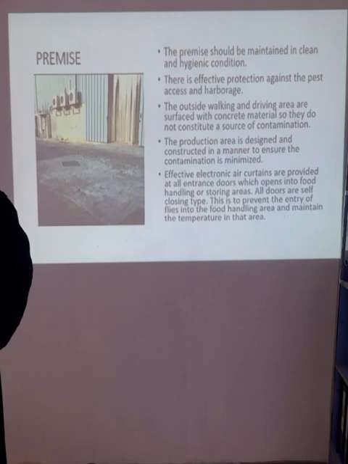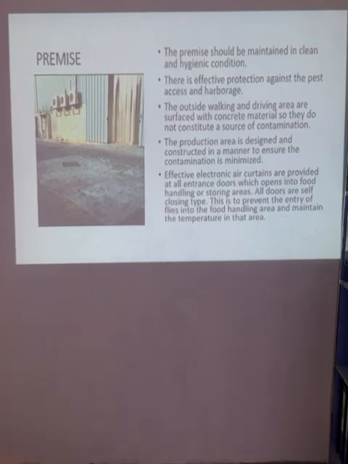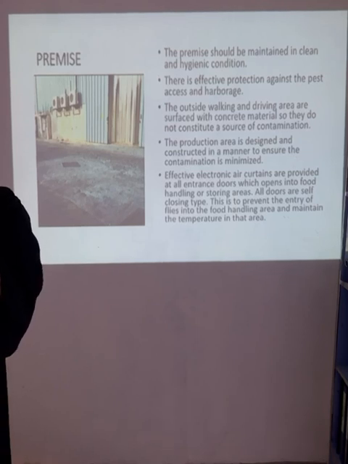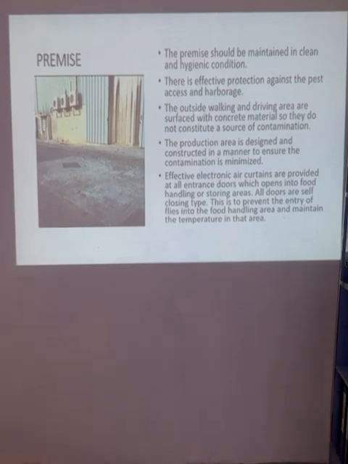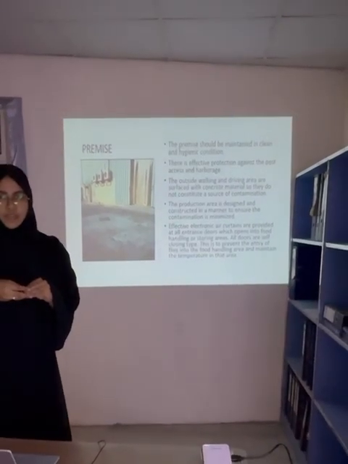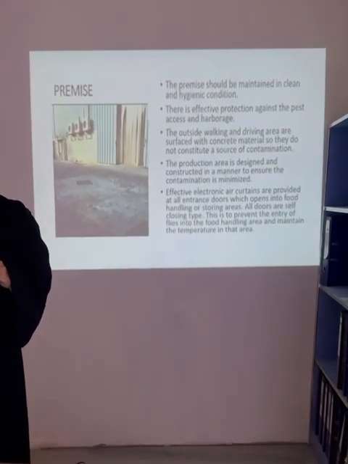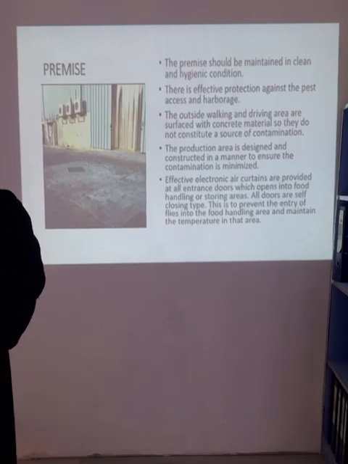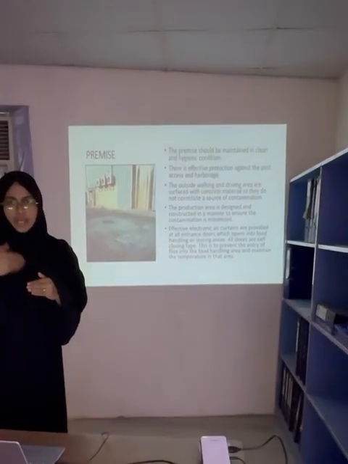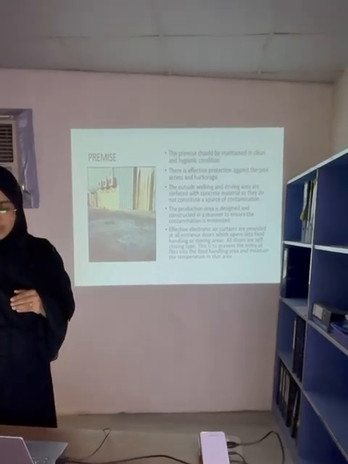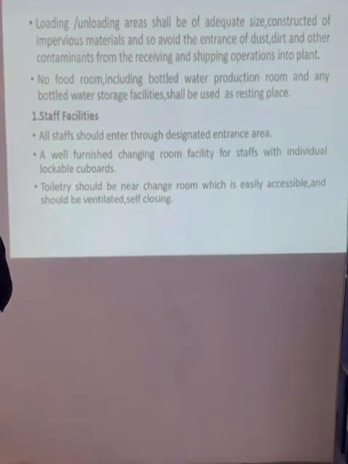The production area is also designed in a way that is easy to clean, and there should not be any chance of any dust particles or contamination entering the preparation area. Inside, at the preparation unit also, electric air curtains are provided, which will stop any particles, dust or anything else from coming into the preparation area. This also helps us maintain the temperature in that specific area.